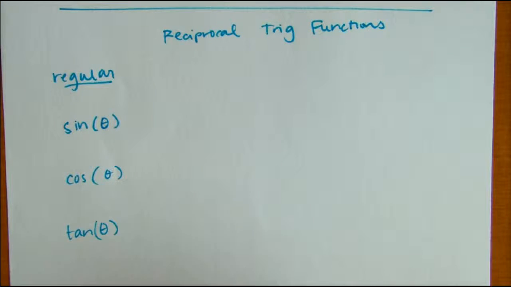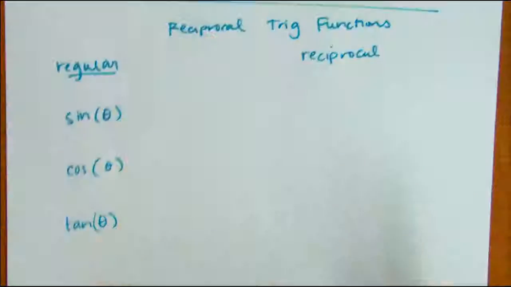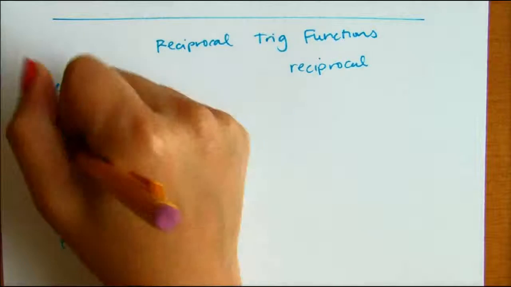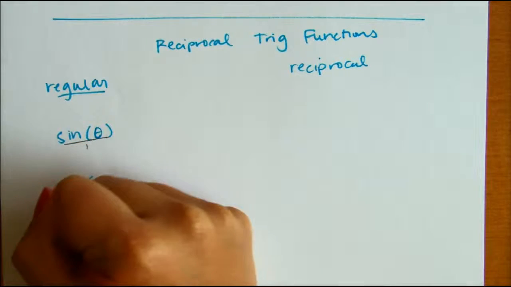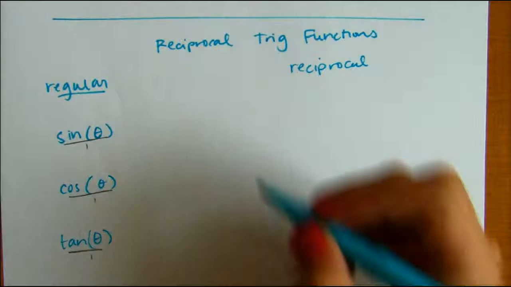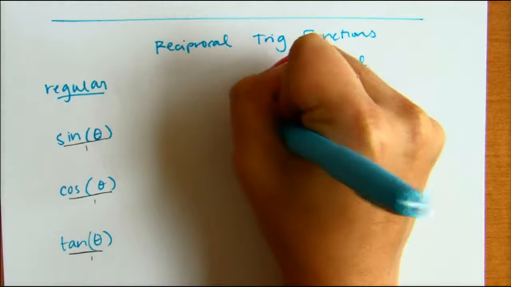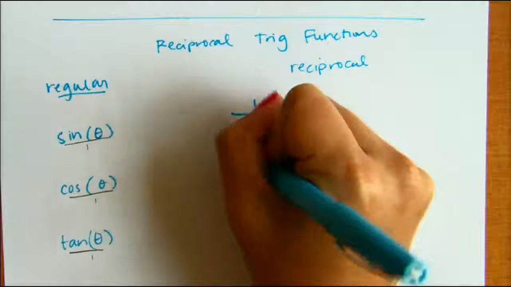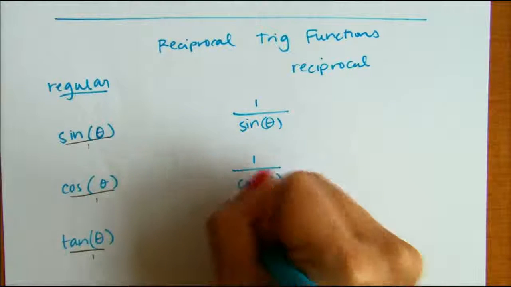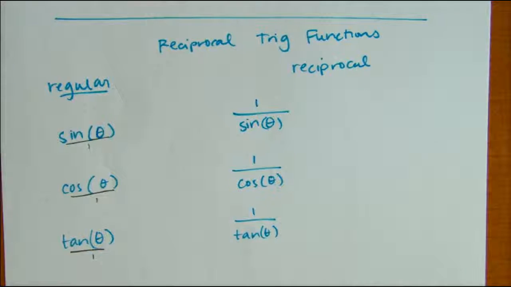Well, each of these has a reciprocal function. The most basic form is that each of these values can be put over 1. They're all whole numbers, so if I were to take the reciprocal, I'm just flipping that fraction. So my reciprocal of sine would be 1 over sine of that same value. Reciprocal of cosine would be 1 over cosine. Reciprocal of tangent would be 1 over tangent. And those are our starting places.